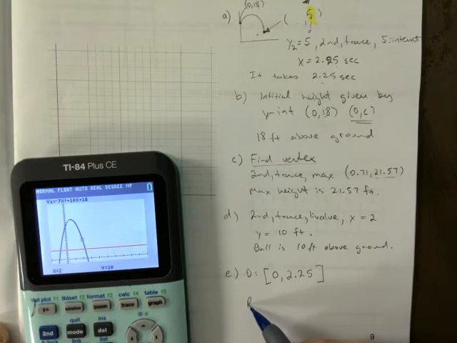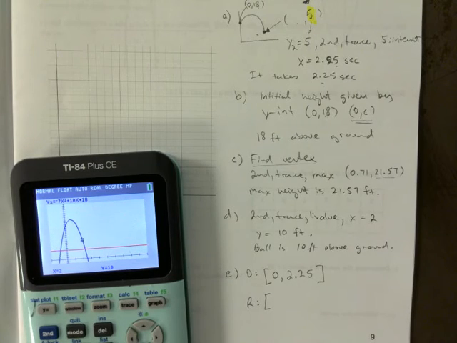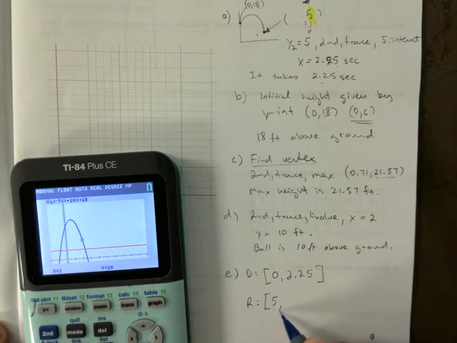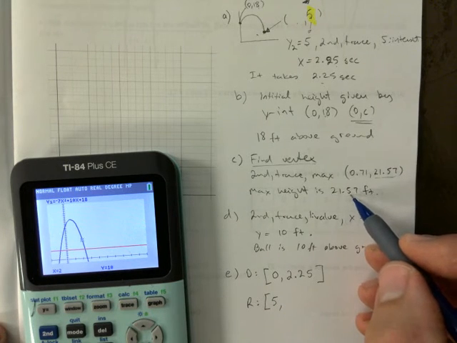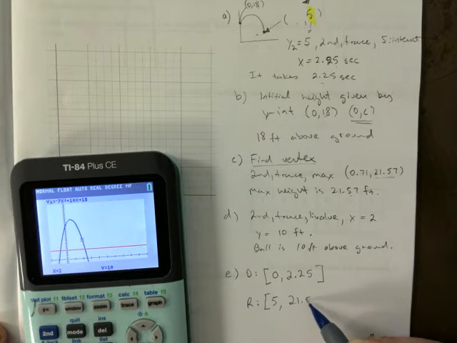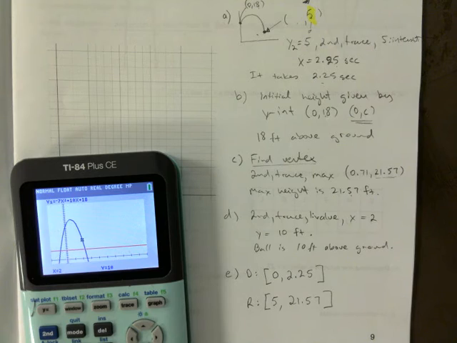And my range is the heights that are allowed. What's the lowest height that we ever get to in this scenario? 5, right? 5. We don't hit the ground. So 5 is the lowest ever, and the highest ever is given to us by the vertex here. So that's 21.57. Done. You're done with domain and range, right?